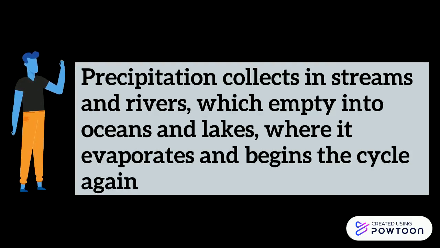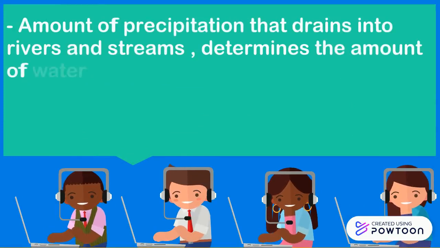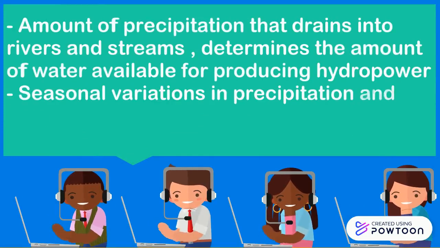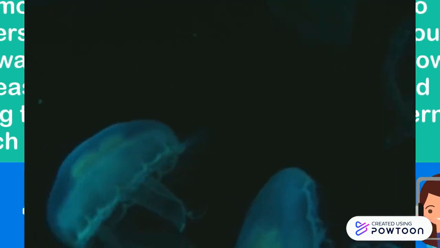again. The amount of precipitation that drains into rivers and streams in a geographic area determines the amount of water available for producing hydropower. Seasonal variations in precipitation and long-term changes in precipitation patterns, such as droughts, can have large effects on the availability of hydropower production.